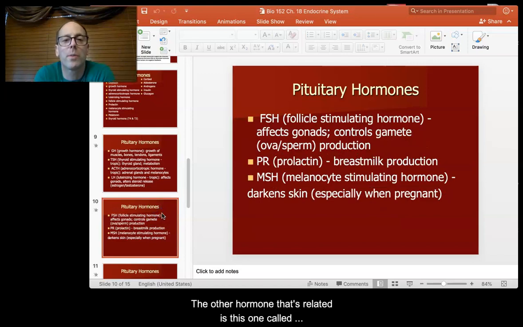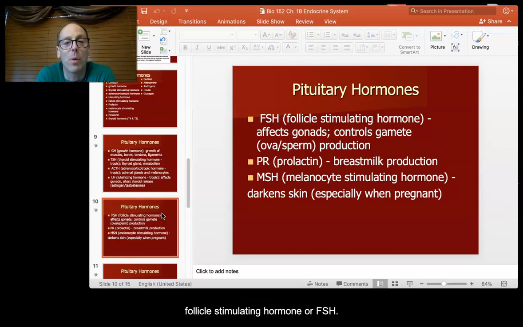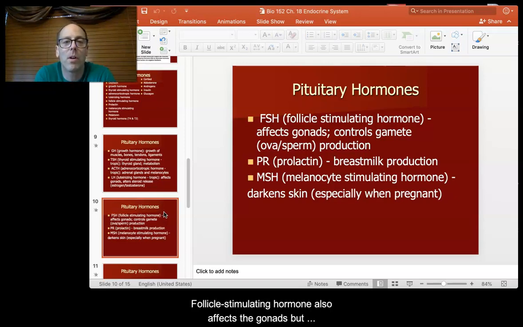The other hormone that's related is this one called follicle stimulating hormone, or FSH. Follicle stimulating hormone also affects the gonads, but it's involved in the release or production of gametes. So in females, it helps regulate ovulation, and in males, it helps regulate the production of sperm cells. So the target cells there, again, are in the gonads.